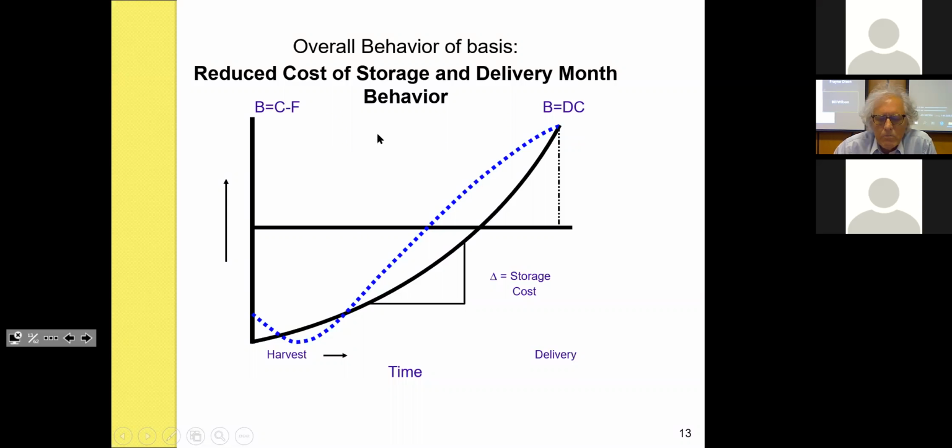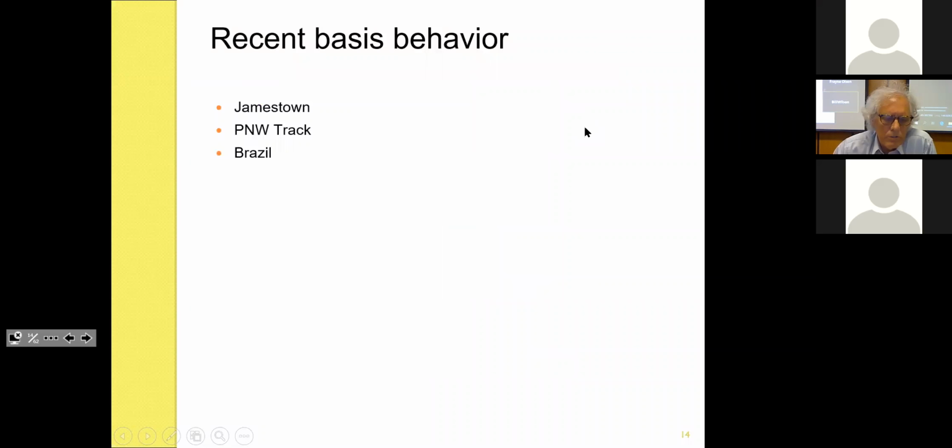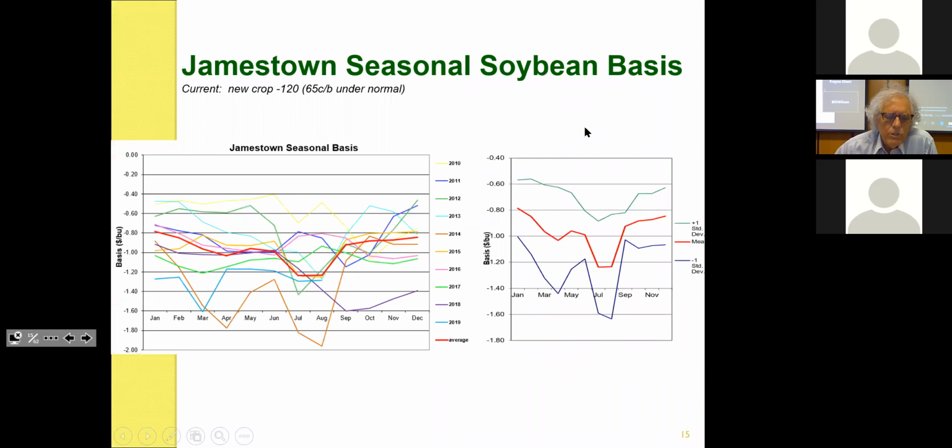So I'm going to show you some graphs and highlight a few points. And what I'm going to talk about is Jamestown, PNW, and Brazil. So here's the basis in Jamestown. I use Jamestown, I guess in part, because this is a class exercise for my students. Jamestown is where Gavilon is. They hire a lot of our students, so ironically, we use Jamestown for that reason. And now Gavilon doesn't put their prices out publicly unless you log into their system.